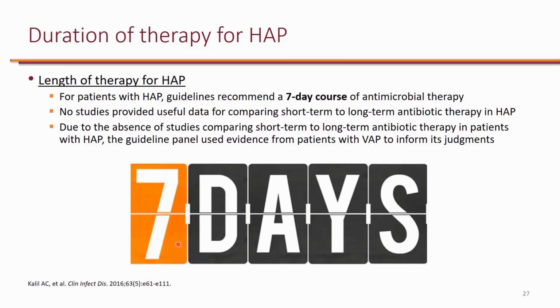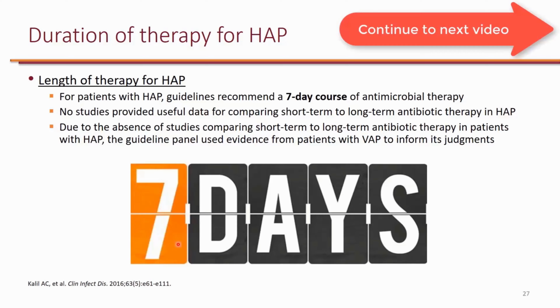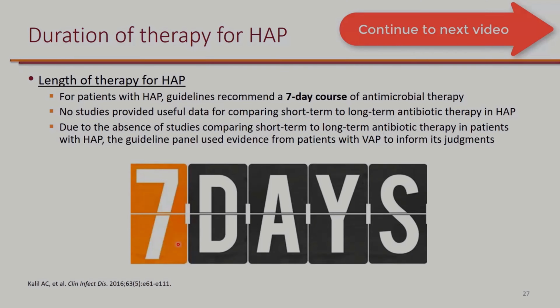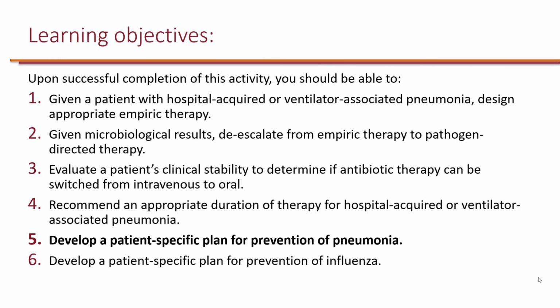So also for HAP, the guideline recommends a 7-day course of antimicrobial therapy, but this is not to replace clinical judgment. We designed appropriate empiric therapy for HAP and VAP, and we de-escalated from empiric therapy to pathogen-directed therapy. We also evaluated patients' clinical stability to switch from IV to PO and recommended appropriate duration of therapy for HAP and VAP. Now let's develop a patient-specific plan for prevention of pneumonia.